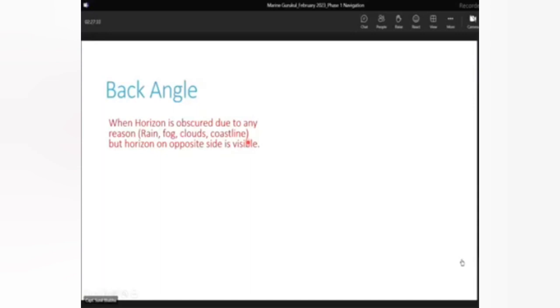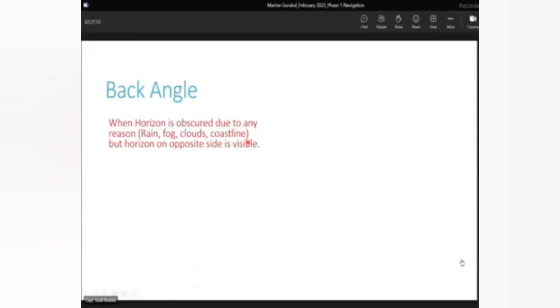For true altitude, we need to have the center of the body as well as the horizon both visible to us, and we measure the angle between these two using the sextant. So in these scenarios when horizon is not visible, it will not be possible for us to take a normal sextant altitude of the body.